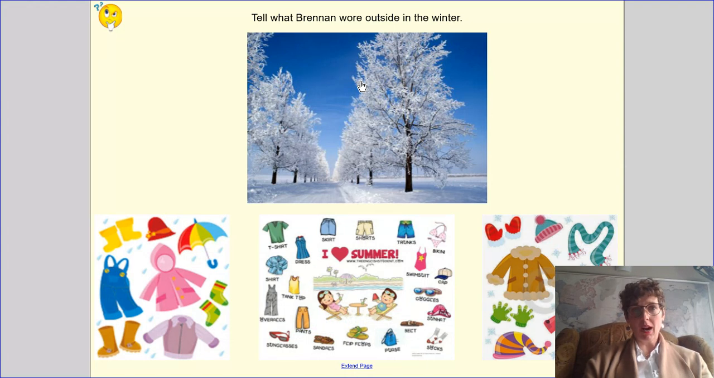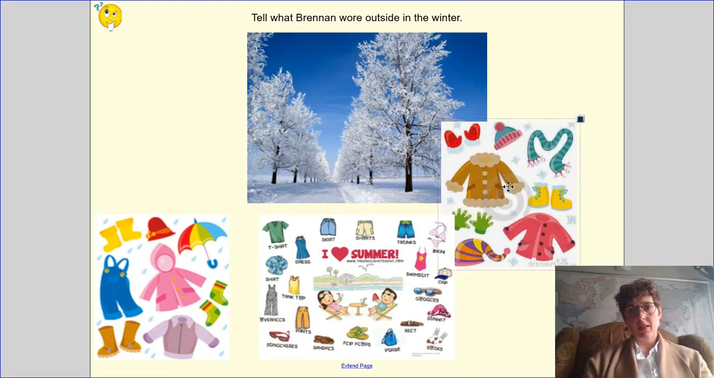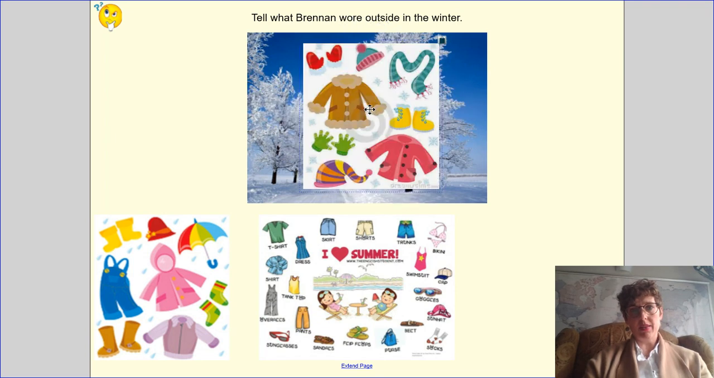Tell what Brennan wore outside in the winter. Did he wear this kind of stuff that you wear now so you don't get wet? These clothes here that you wear when you go swimming or play baseball or go swim the pool? Or these things here that keep you warm? I don't know, guys. I think it might be this one over here. We'll put it right there. Oh, we were right. The things that keep us warm.